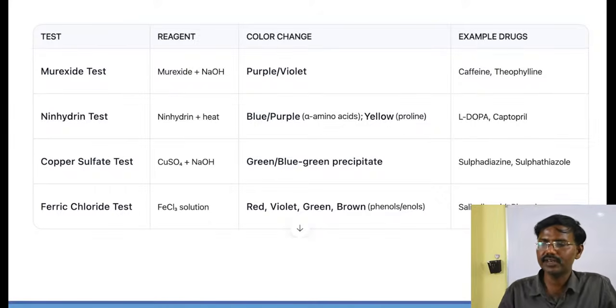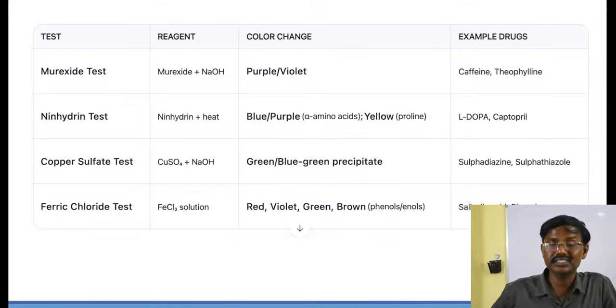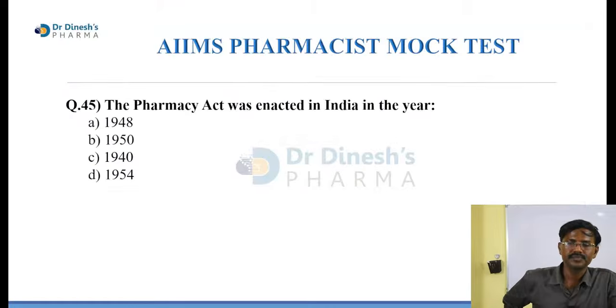Next, copper sulfate, we know blue color, and sulfadiazine and sulfathiazole because they contain sulfate, right? Next, the ferric chloride test, for salicylic acid and phenol. Okay, ferric chloride solution. Next question.